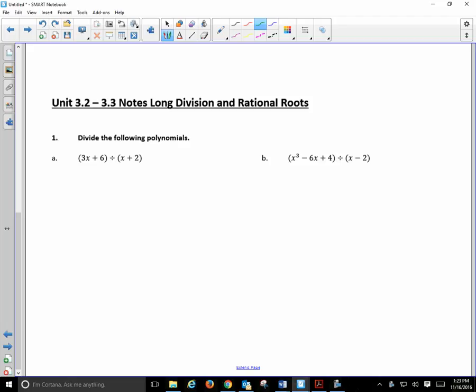So today is going to be pretty straightforward. You already know how to multiply, add, and subtract polynomials, but let's learn how to divide them. And we're going to do long division. We'll take x plus 2 and divide it into 3x plus 6.